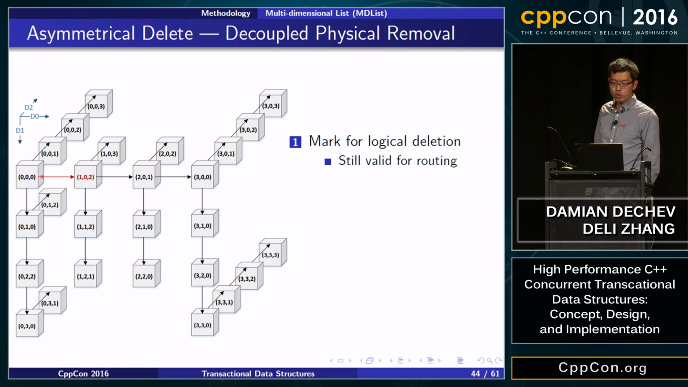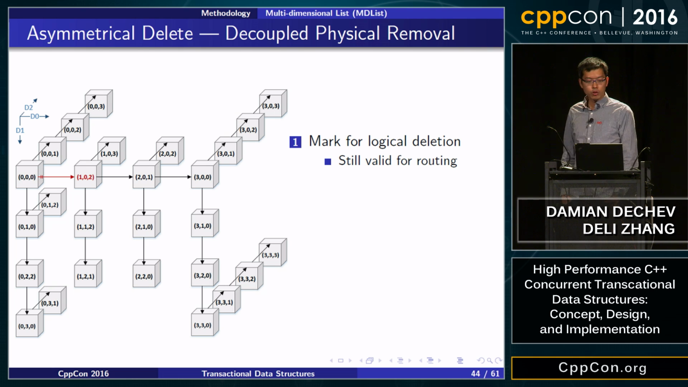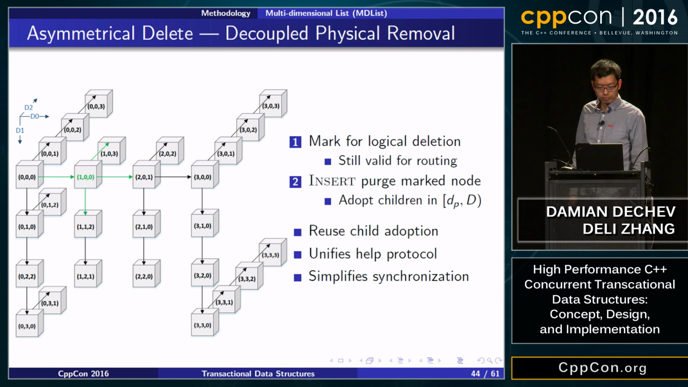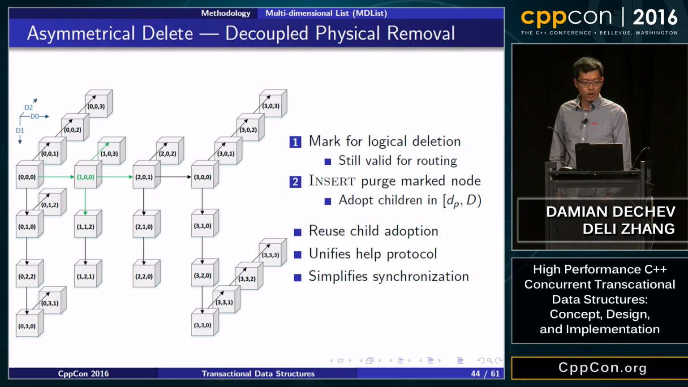So we introduce a symmetrical delete, which is a logical deletion process that is decoupled from the physical removal of the node. So here, we want to delete node 102. We first bitmark the node to indicate that it has been logically deleted, but the node is still in the data structure and is valid for routing. Now, we only purge the node from the data structure when a new node is inserted immediately in front of this node. This way, we can transfer all existing child nodes of the deleted node to the newly inserted node using the same child adoption process. This simplifies the help protocol and simplifies the synchronization.